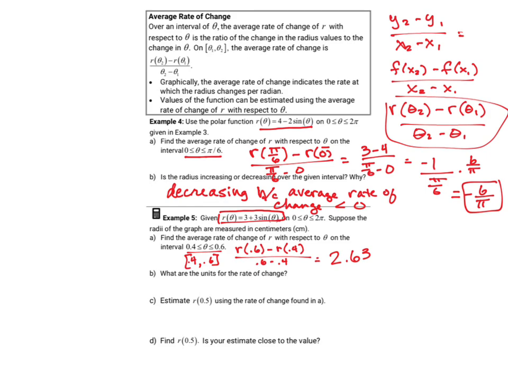What are the units for the rate of change? Well, they said suppose the radii of the graph are measured in centimeters. What's theta measured in? Radians. So these are centimeters per radian.